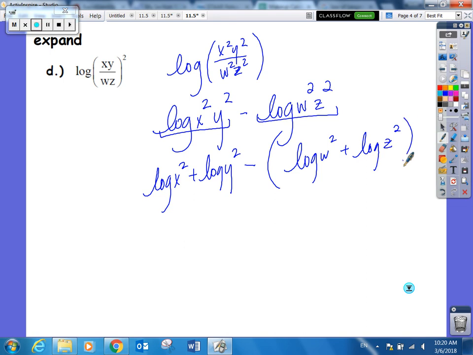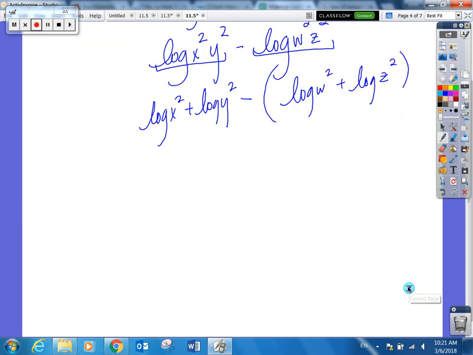I have to use those parentheses because I'm turning a single term into 2 terms, and there's a minus out in front. One term into 2, the whole thing is minus. The log w squared is not the only thing that's minus. Everything here is minus. So now I'm going to do a lot of things all at the same time.